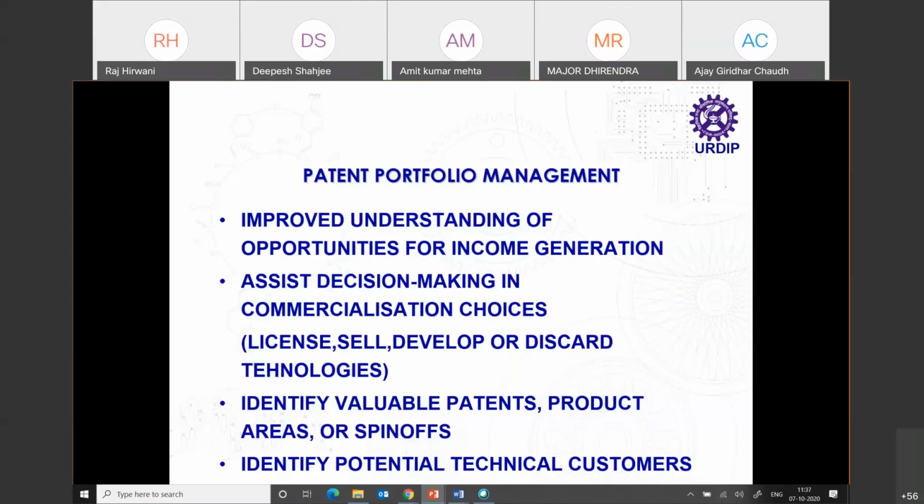Identify potential technical customers. Output of your products, output of your technology, is input for somebody else, and people keep on building on that. Talk to them early in the game. Maybe you can do joint development. You can have a vendor-supplier relationship, whatever you want to do. If you identify them early, you have an advantage.